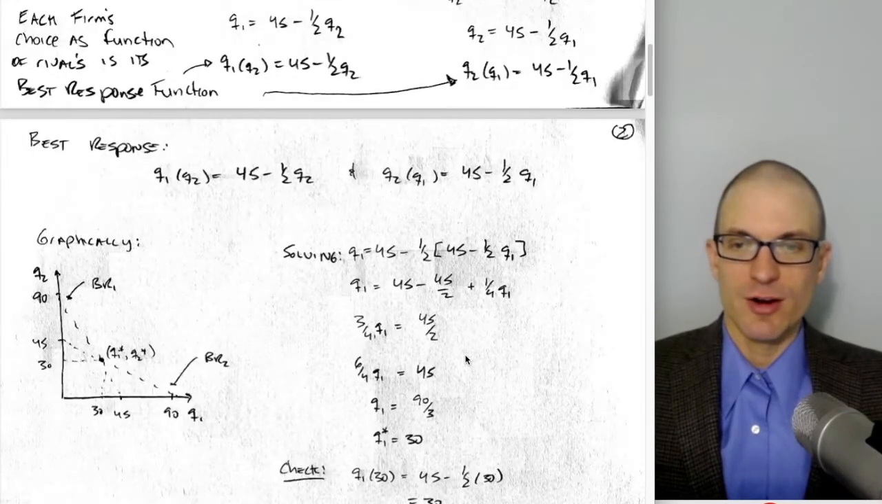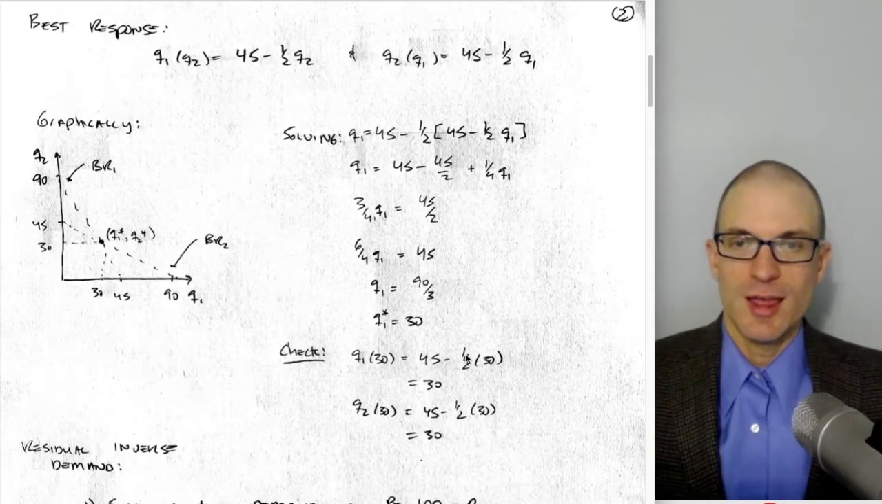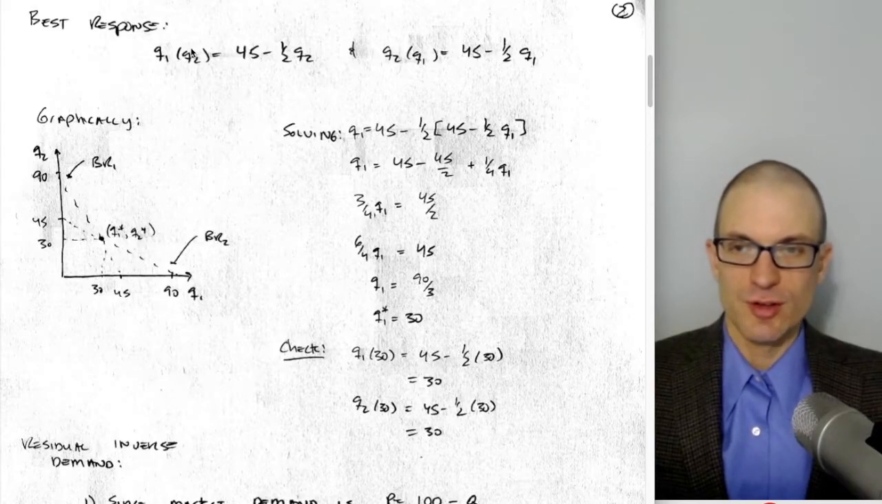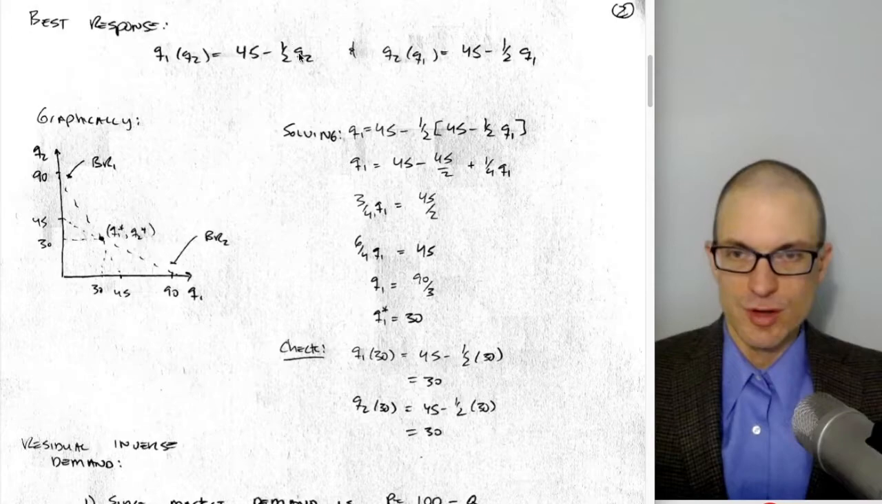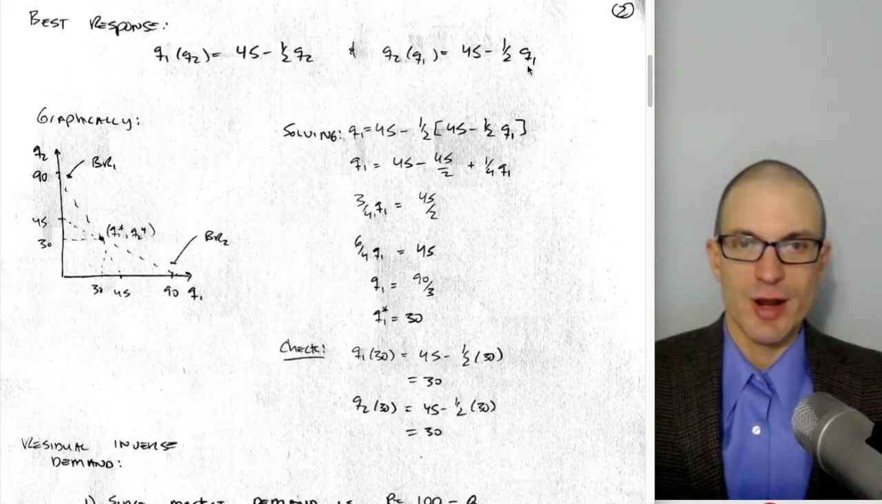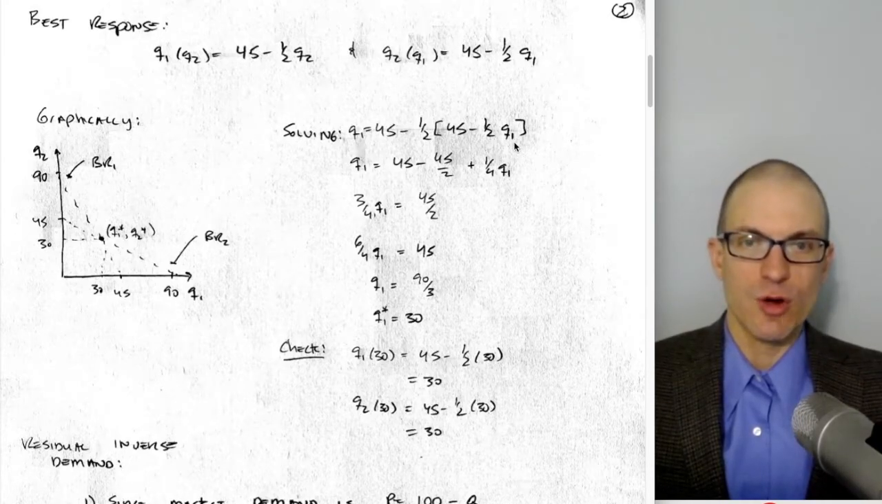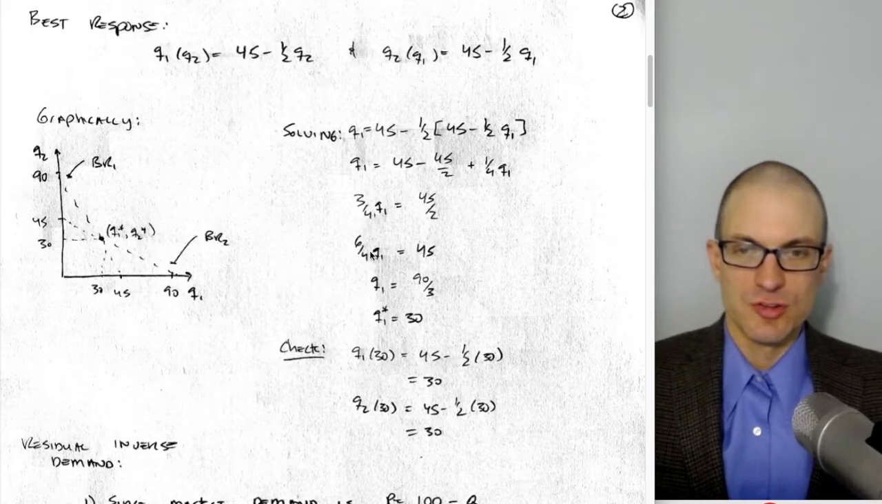Good. Now we've got our collection of best response functions, and we're solving the system of equations. So basically what I'm going to do is I've got firm 1's choice as a function of firm 2's choice, and so I'm going to replace Q2 in firm 1's best response function with 45 minus 1 half Q1, which was firm 2's reaction to firm 1's choice. That gives me one equation, one unknown, and then just solving algebraically.